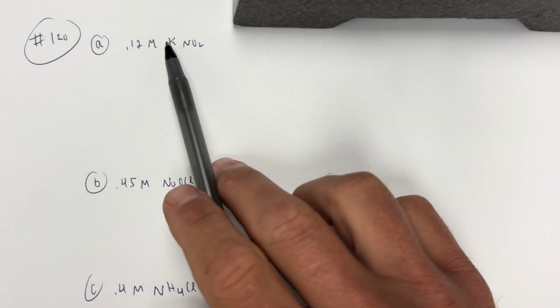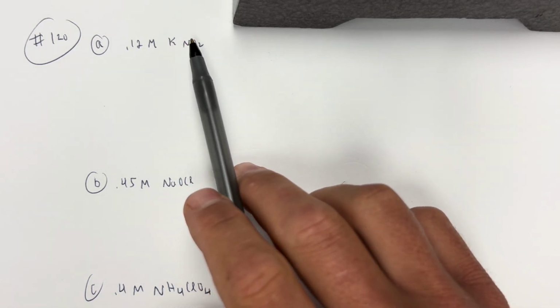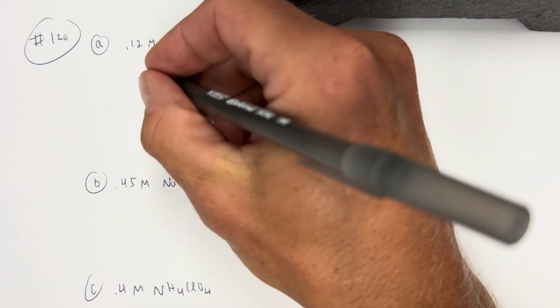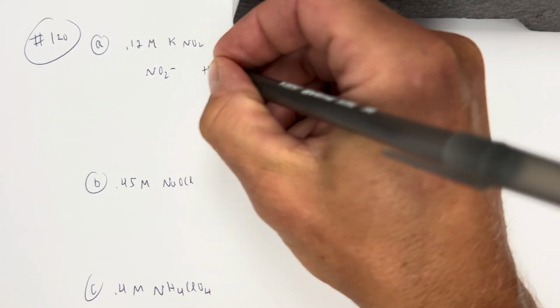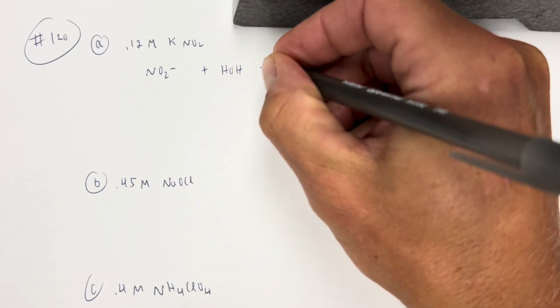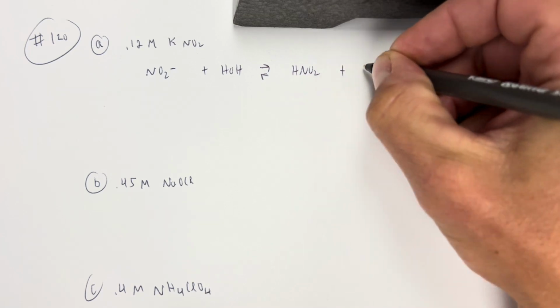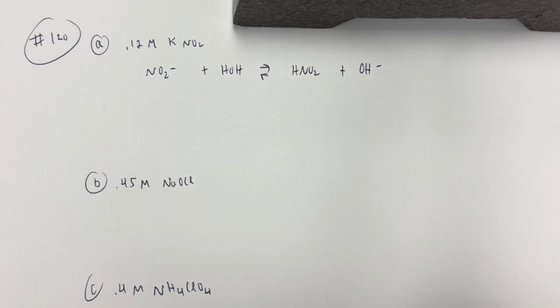So this would dissociate into potassium ions and NO2 negative ions. Potassium ions do not affect pH. NO2 negative cannot be an acid, it is a base. So plus HOH, it takes a hydrogen from that, makes HNO2 and OH negative. So that's the first thing you have to know.